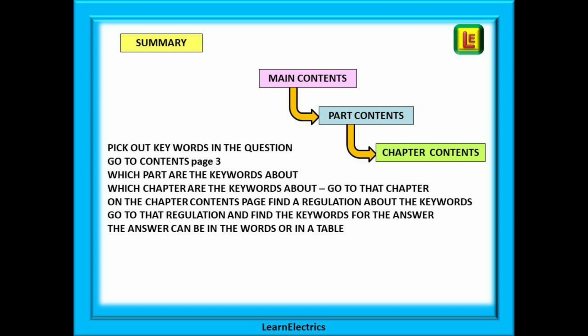Then decide which chapter applies, look at the page number shown and go there. On the chapter contents page, find a regulation that most fits the keywords and go to it. Somewhere in those regulations, that half page or so will be your answer. The answer could be in a text description or it could be in a table.